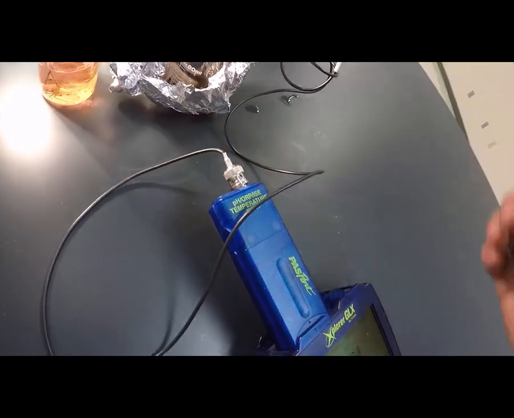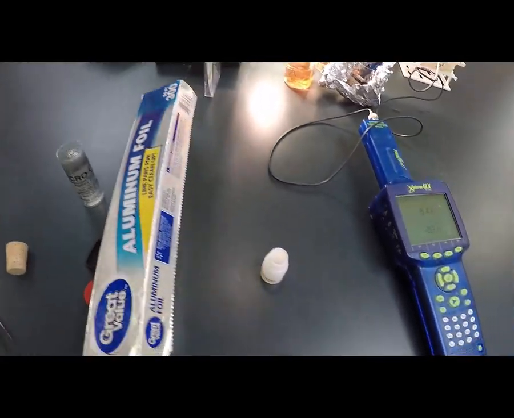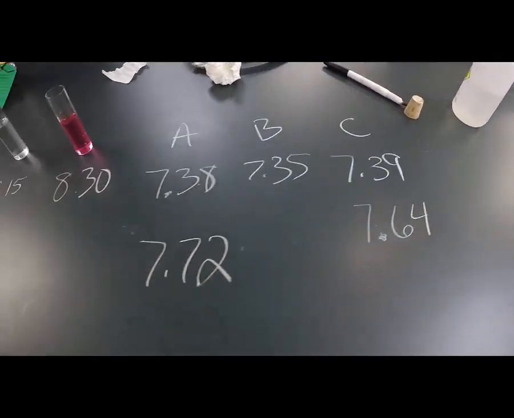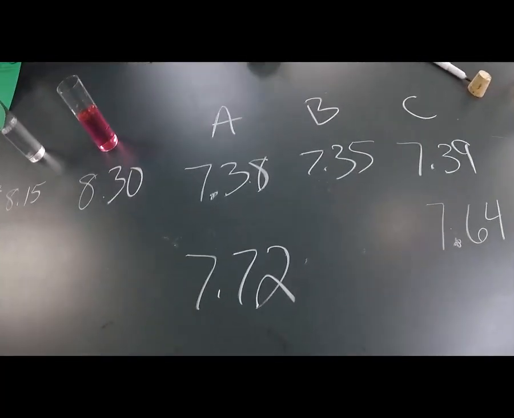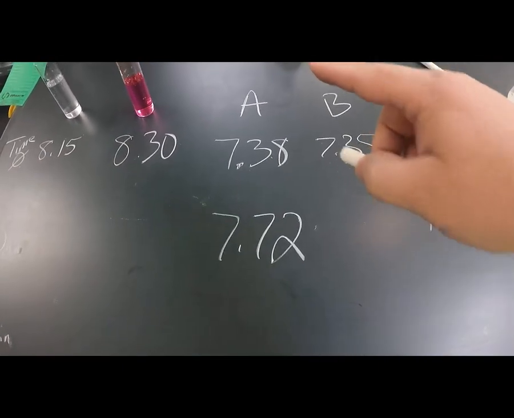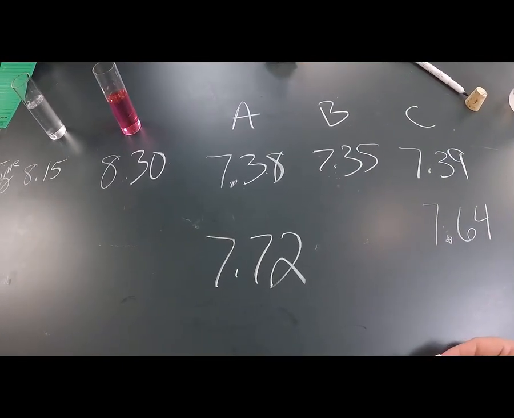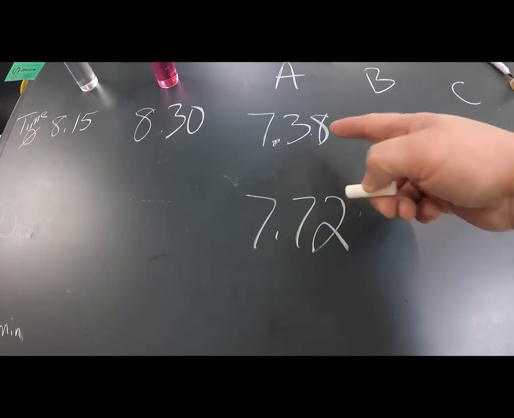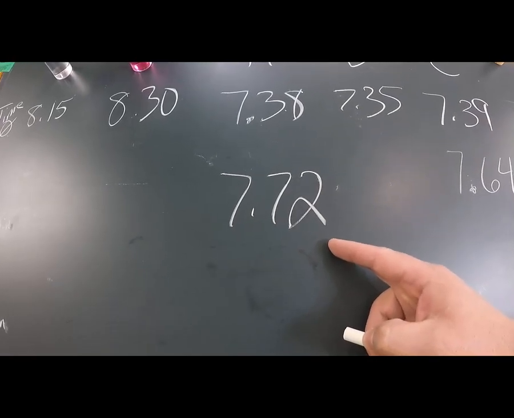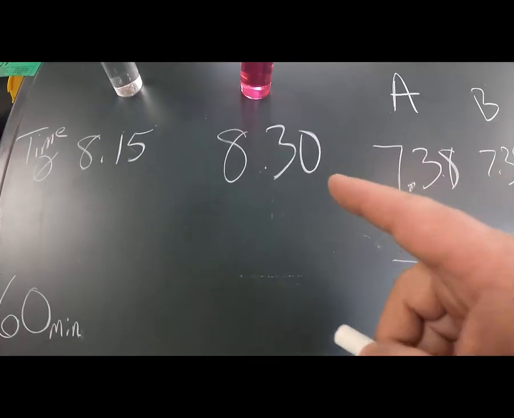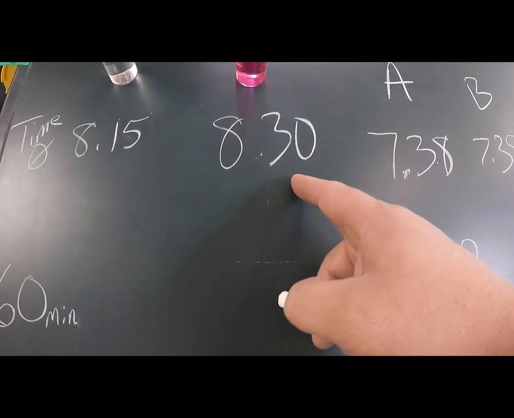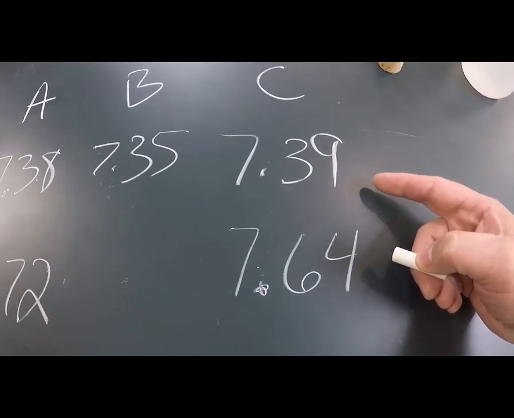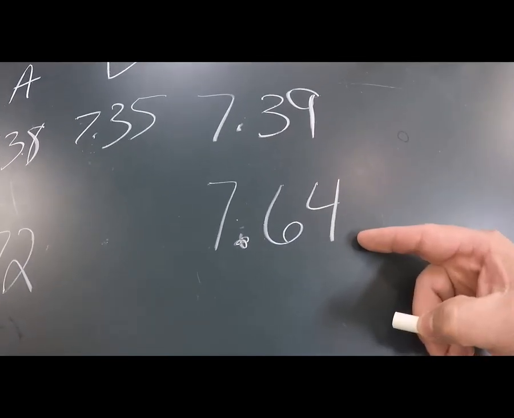So now I'm going to look at what Elodia in the dark is. Right now we have Elodia in the light, or tube A. It went from 7.38 to 7.72. Remember, 8.30 is the original starting material. Okay, the control also changed, 7.39 to 7.64.